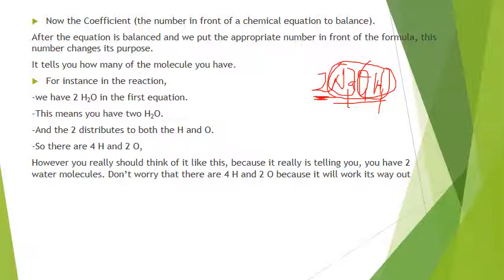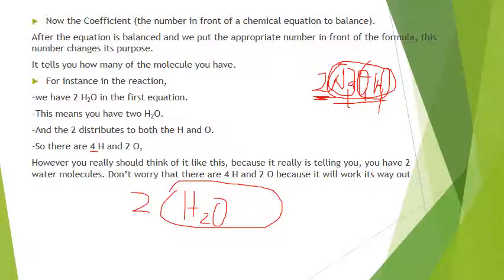Okay, so hopefully you see here, the main thing is when you see a coefficient, it applies to everything after it. So if you have 2 H2O, don't think of this as 2 H2's and 2 O's. We did that when we balanced the equation, but now you just think of it as 2 H2Os, because that's what it is. It says there are 2 waters for every whatever.